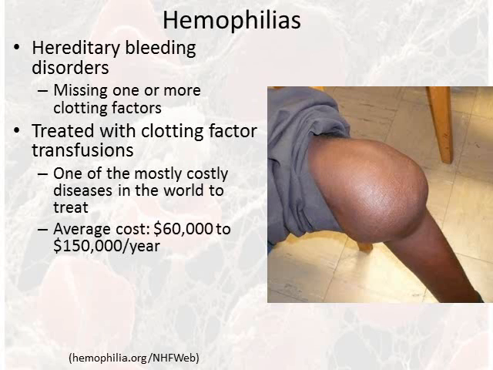Okay, the last clotting disorder here is hemophilia, and these are hereditary bleeding disorders where the person is missing one or more of the clotting factors. Their body just can't make it. And so they have to be treated by giving them these clotting factors in the blood with blood transfusions. It's very, very expensive. One of the most costly diseases in the world to treat, somewhere between $60,000 to $150,000 a year that the patient has to pay out of pocket.